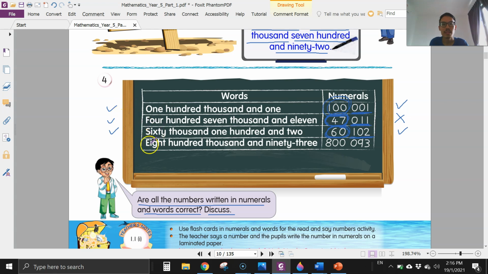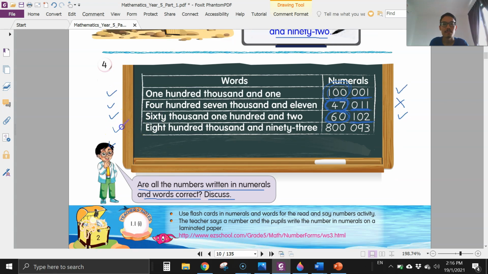Okay, last one. 800,093. Okay, we underline the last three numbers. We circle the thousand group. You can see that 800,000 is correct. What about 93? Is it correct? Yes, it is correct. So 3 out of 4 are correct.